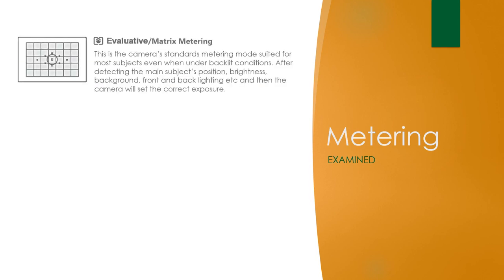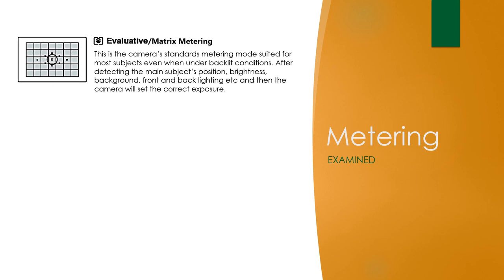The first metering mode is your evaluative metering, and in this mode your camera detects the main subject's position as well as the brightness, the background, and any lighting you have around the subject. And then your camera evaluates everything and sets the correct exposure. Now, this is the camera standard metering mode, and it's suited for most subjects, even if they're in a backlit condition. So this is the metering mode that your camera uses unless you choose to change it.